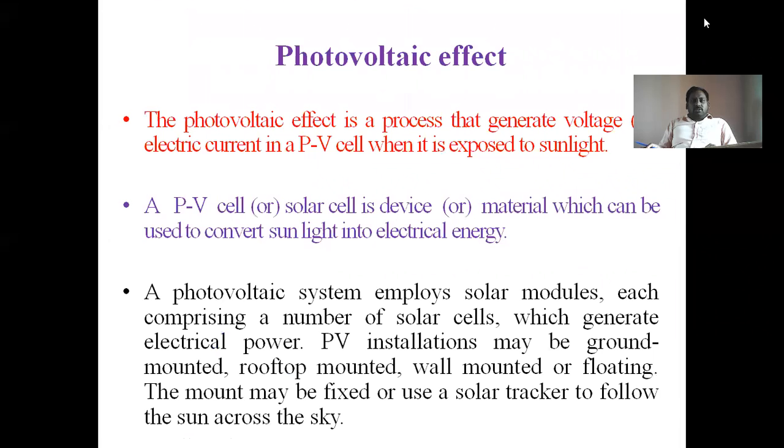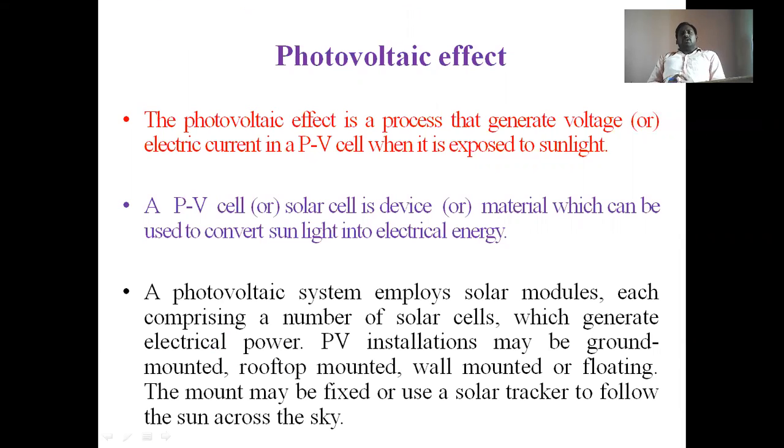See here. This photovoltaic effect utilizes solar radiation. Simply we can define this: the photovoltaic effect is a process that generates voltage or electric current in a PV cell when it is exposed to sunlight. This is the basic definition of photovoltaic effect.